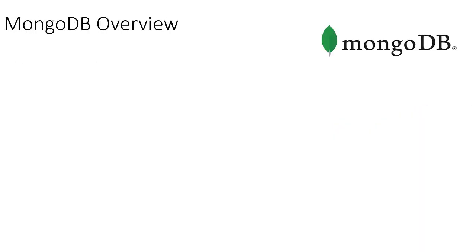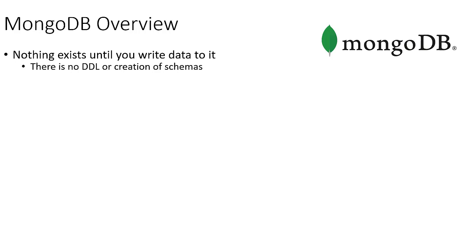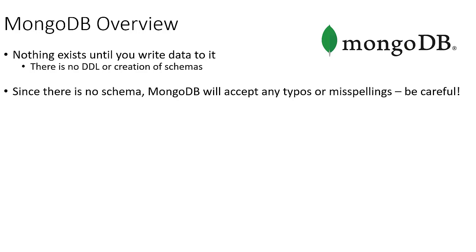One of the first things we need to understand about MongoDB is that nothing exists until we write data to it. There is no concept of data definition language. There is no concept of a schema. So when we start up Mongo, we are going to connect to a database that doesn't exist yet, and we're going to write a document into a collection that doesn't exist yet. And only when we write that data will the collection and the database begin to exist.